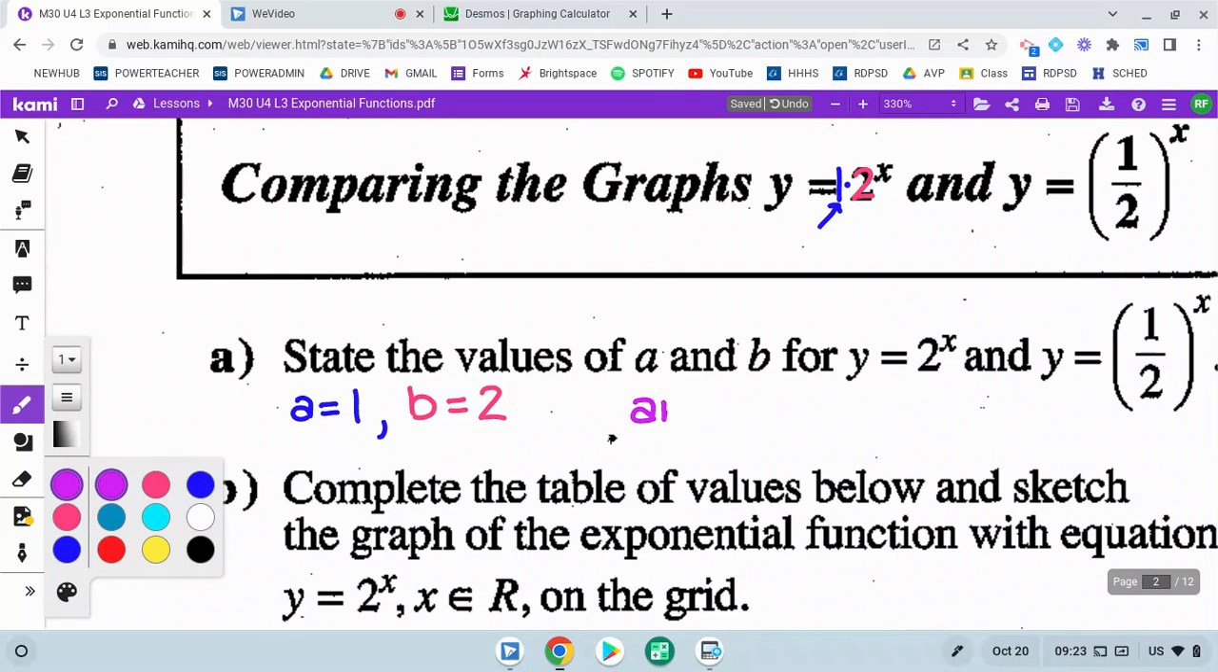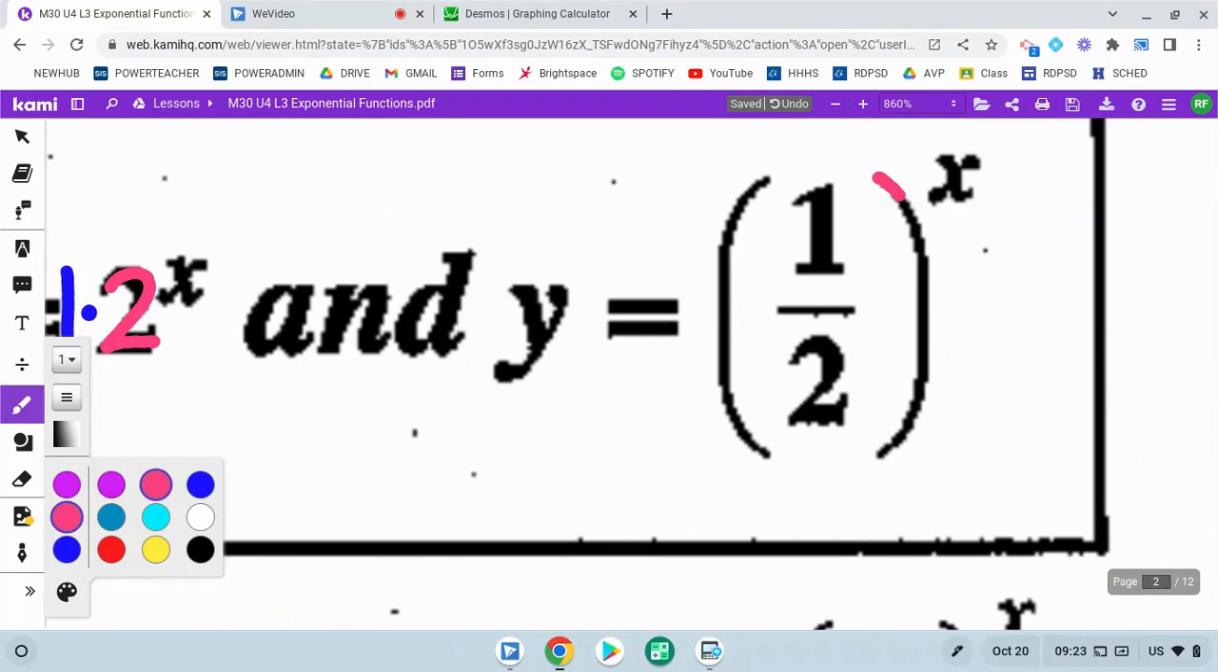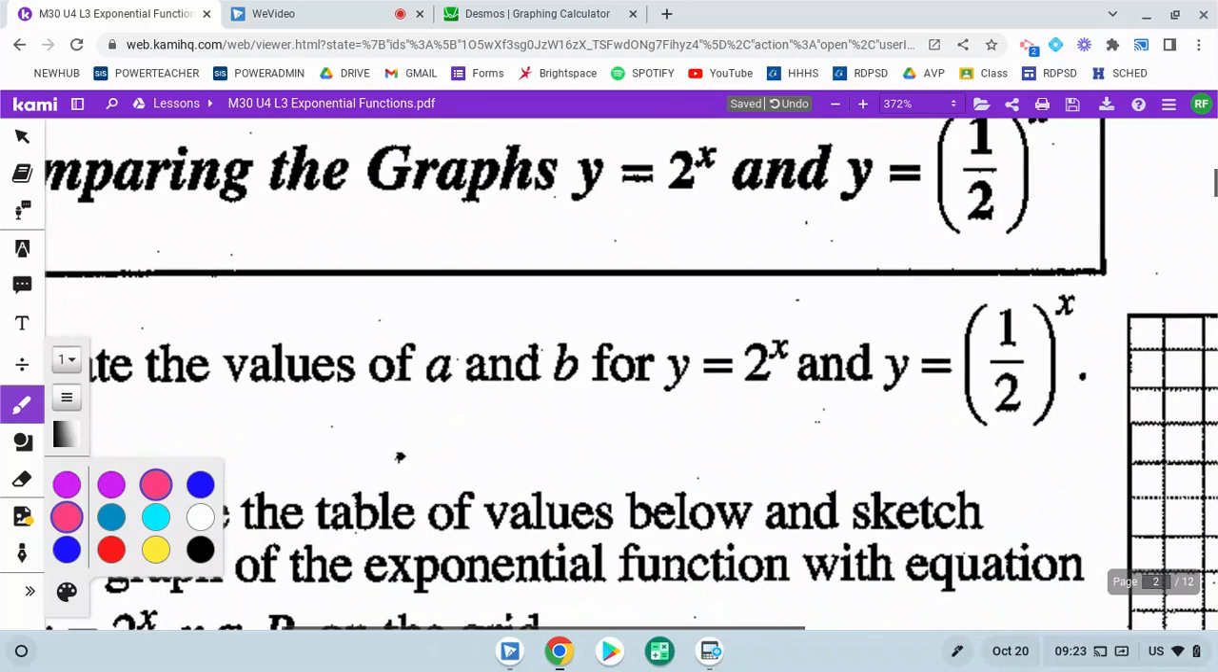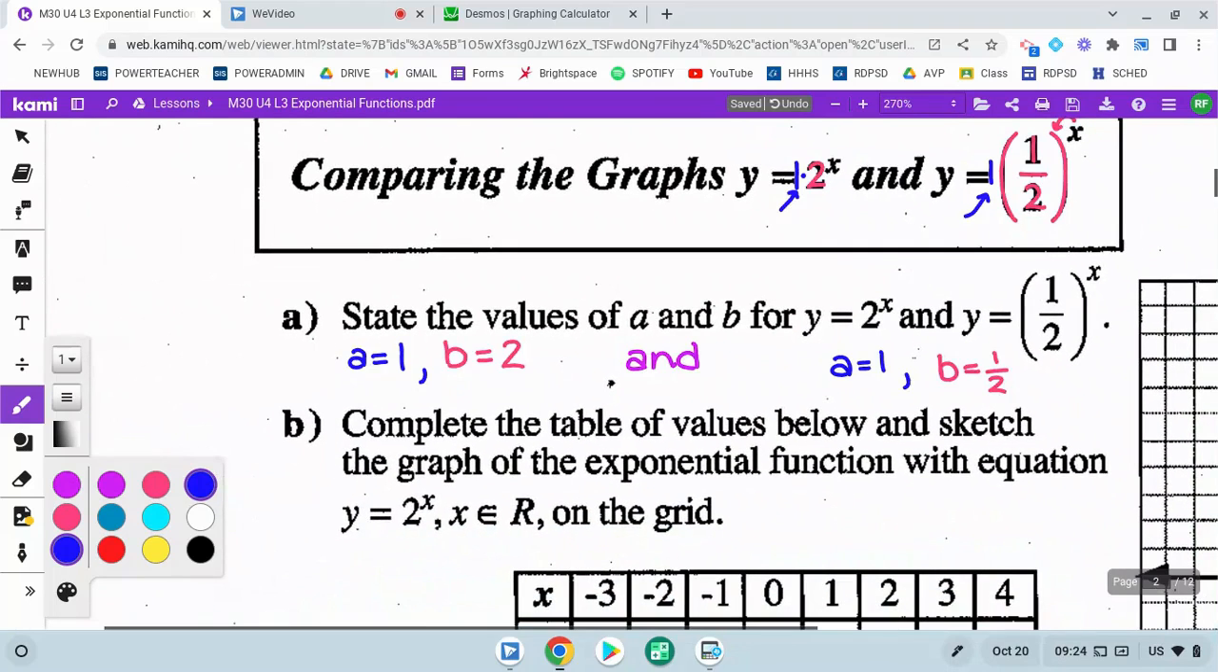And then I have my other function here. This guy will do the same process. So you're looking at what is actually connected to your exponent. Your exponent is connected to the brackets, so it's connected to everything inside the brackets. So my base is 1/2 this time. Okay. And then again, for the a value, I need some number that's multiplying in here, but there wasn't one written, so again, we can sneak in the number 1. Okay, so there's my a and b values for each of those functions.